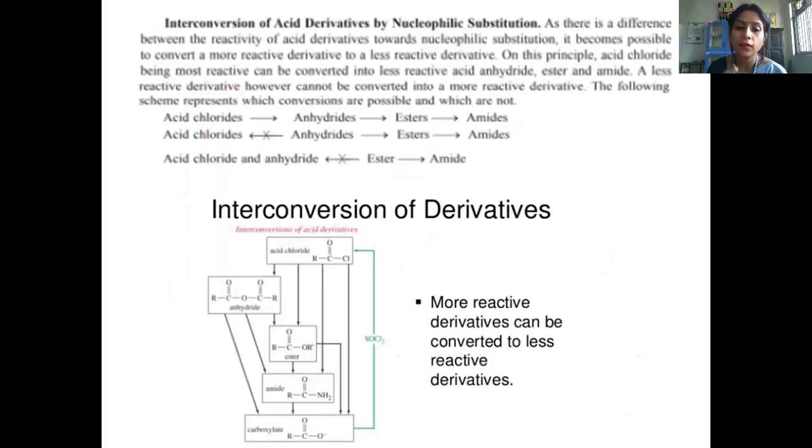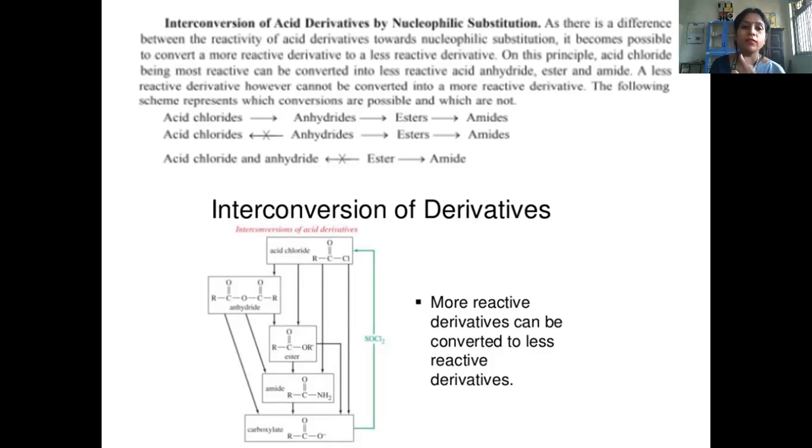Now, keeping this in mind, we have to see how we can interconvert all of these acid derivatives among one another. Since there is a difference between the reactivity of the acid derivatives, it becomes possible to convert a more reactive derivative to a less reactive one. Why? Because the more reactive it is, the faster it will react. The less reactive, the more stable.